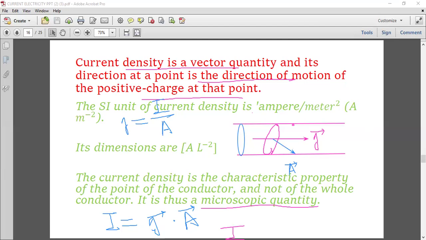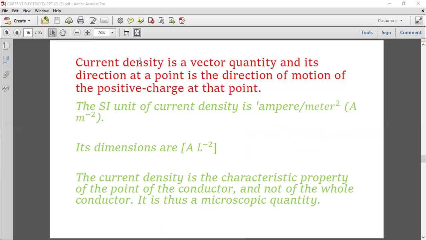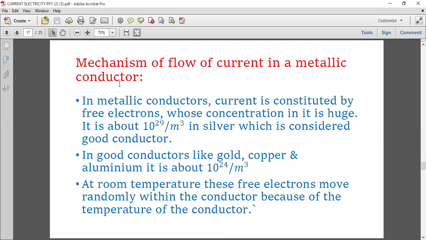So this is one more thing. It is clear? Now see here. So this I have defined, explained already. Now I am going to explain the mechanism of flow of current in a metallic conductor. Already I have told many points of this in lecture 1.